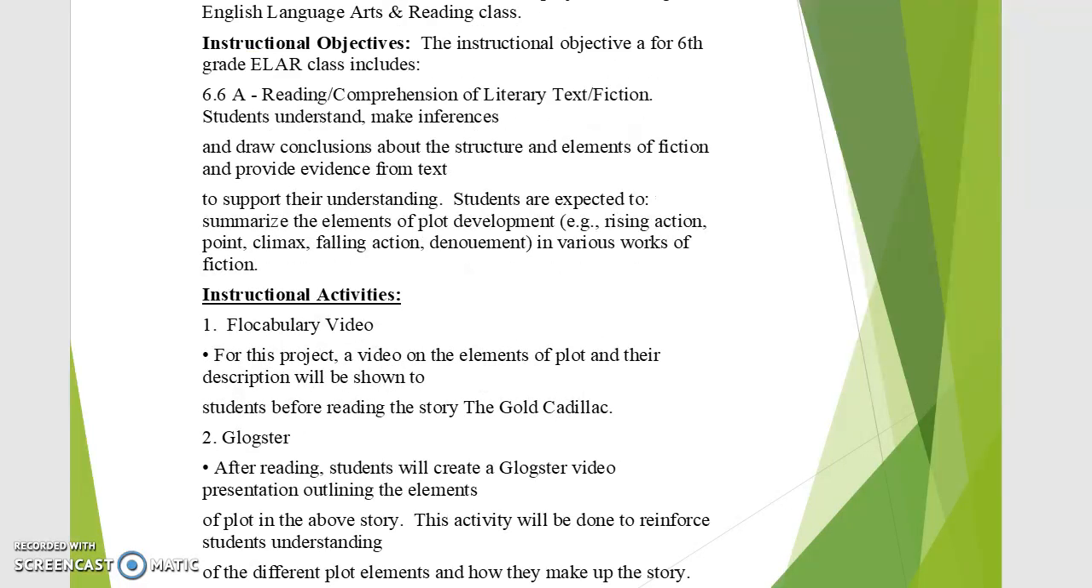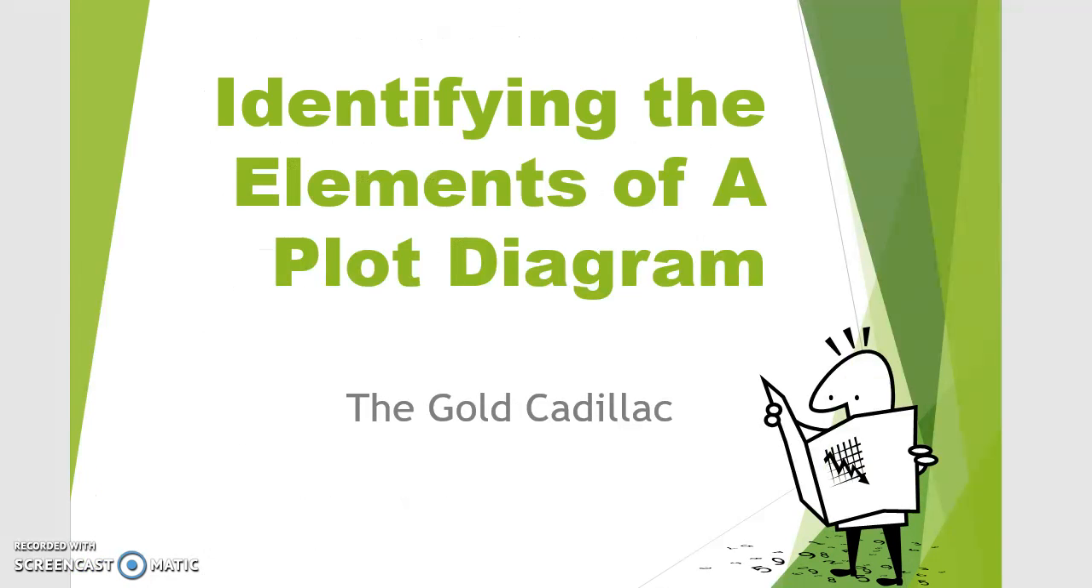For the purpose of this project, my audience is going to be my 6th grade reading and language arts class, and we will be discussing and learning about the elements of plot. Students will view a short video presentation about the elements of plot. We will read a short story called The Gold Cadillac by Mildred Taylor. And at the end of this, students are going to use their creativity skills to go online and create a Glogster that shows that they captured the understanding of plot and the different elements involved.